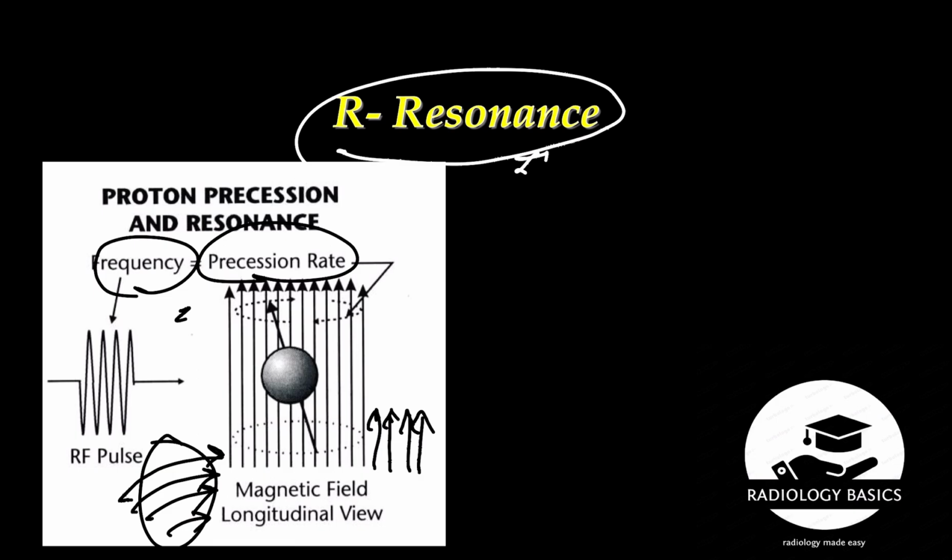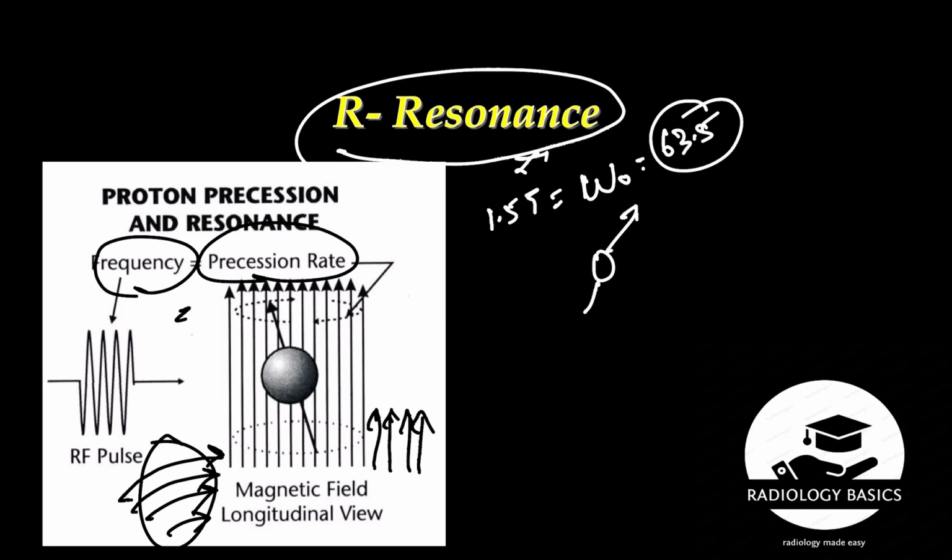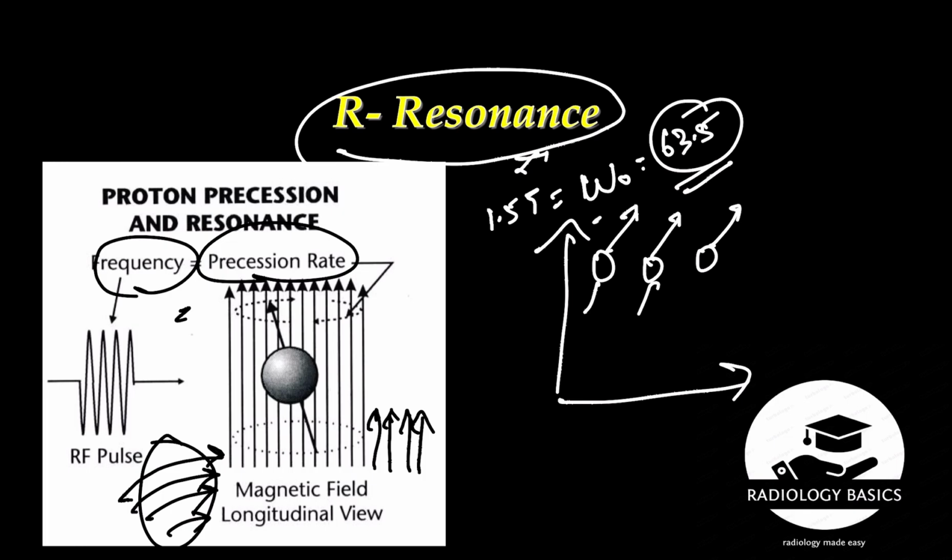Let us take an example. In a 1.5 Tesla machine, the precession frequency of the H plus ion is around 63.5. It's in the direction of the main magnetic field, that is the Z axis. This is the net magnetization vector. The net magnetization vector is along the Z axis.